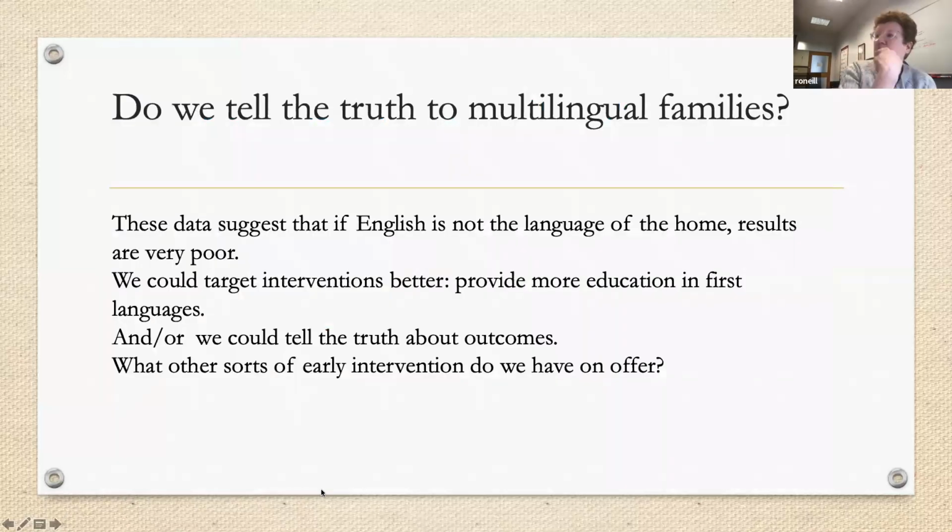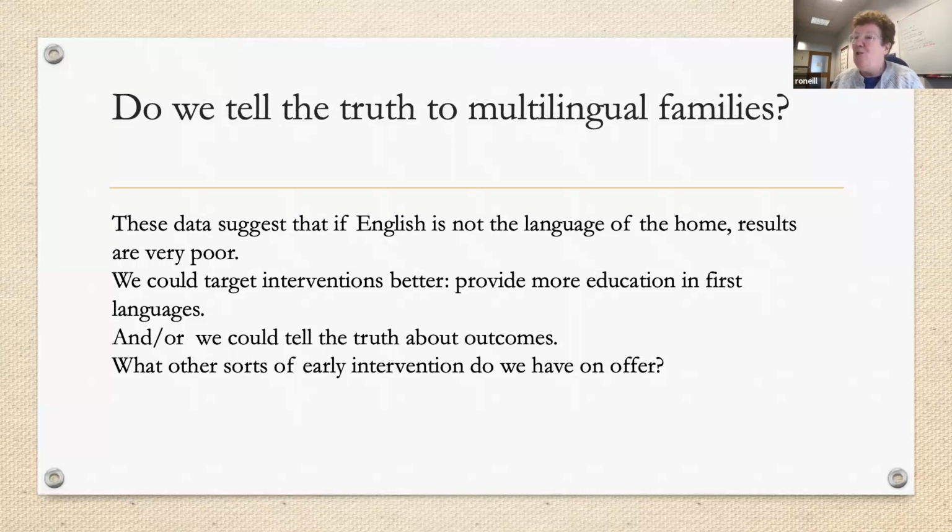So these data suggest that the results are very poor when English is not the language of the home. And of course, we could provide much better interventions. We could work with more bilingual teachers. We could work with more bilingual speech and language therapists. And in London, that's much more likely to happen than it is in the rest of the UK.